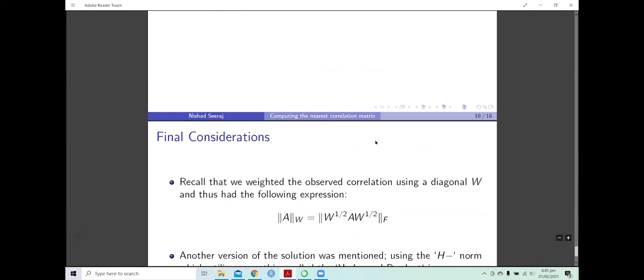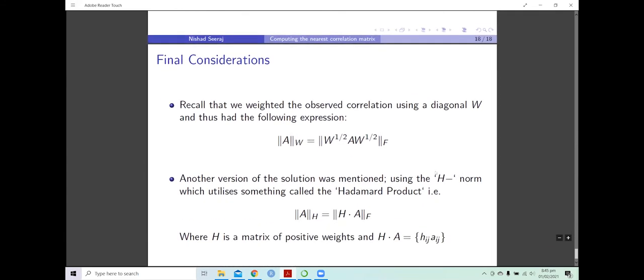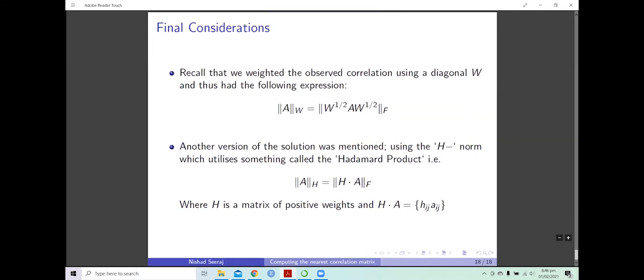There is a proposed solution to that, however, and it comes in the form of using a different matrix to weight the observed matrix. It's called the H weight, and it stems from the Hadamard product. If you look at what this is, it's pretty much the pairwise multiplication of each element. So this allows for the individual weighting of each observation within the original matrix. This has the added advantage of being more flexible in terms of the weighting capabilities.